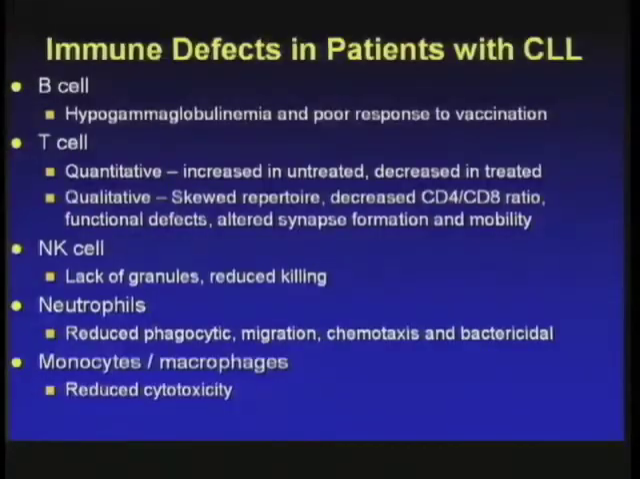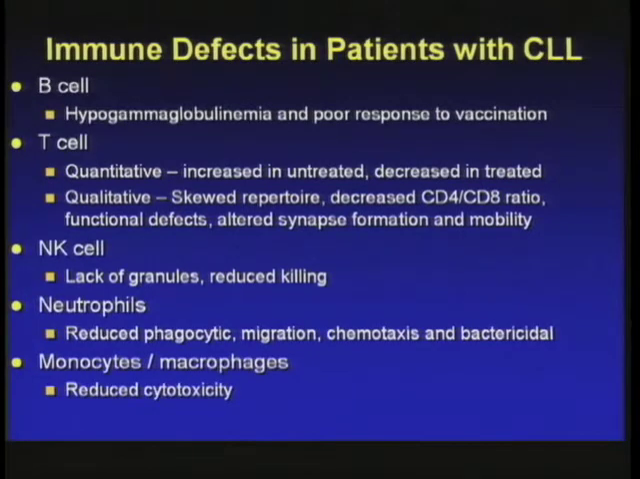This slide just highlights the different cells and some of the abnormalities that have been characterized. So there are a number of different cell types that comprise the immune system. We have B cells that make antibodies. We have T cells that help fight off infections like viruses. We have NK cells that also help fight off viral infections. Neutrophils, which help fight off bacterial infections.